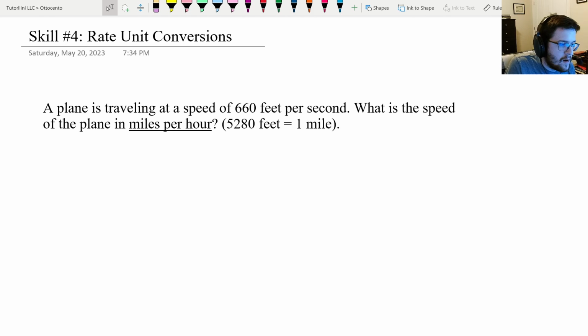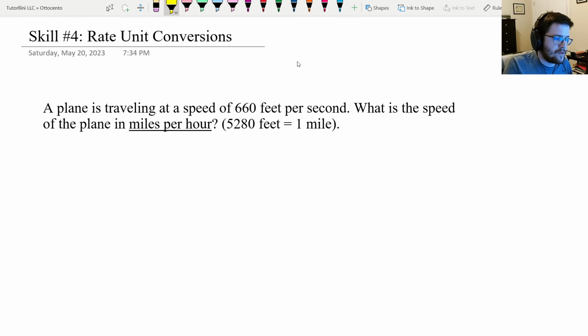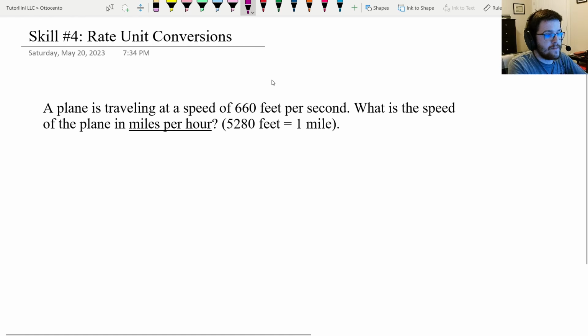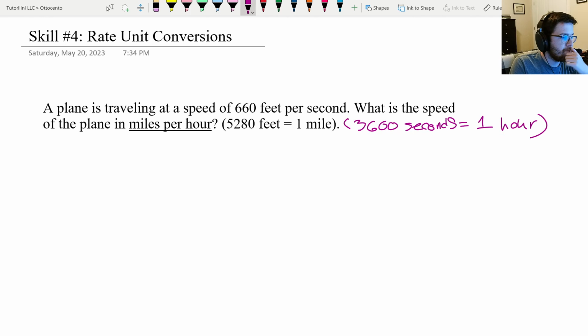Okay, so for this problem, a plane is traveling at a speed of 660 feet per second. What is the speed of the plane in miles per hour? And they tell us 5,280 feet in 1 mile. And I see we're going to have to change seconds to hours. So before we do anything, we should write down the other unit conversion we need, which is 3,600 seconds equals 1 hour. That's just something we should know.